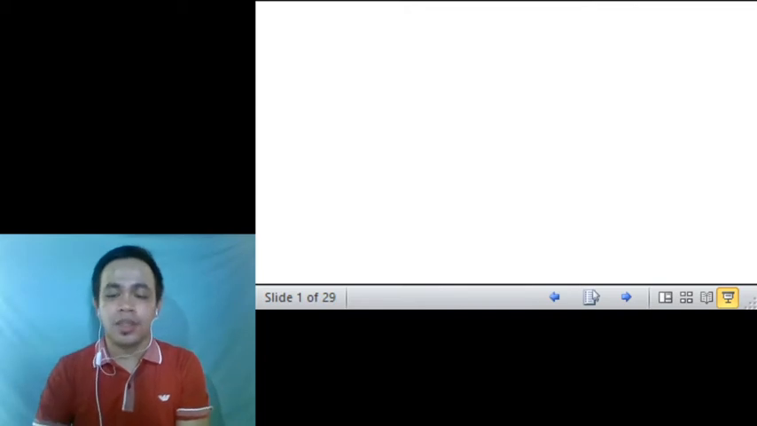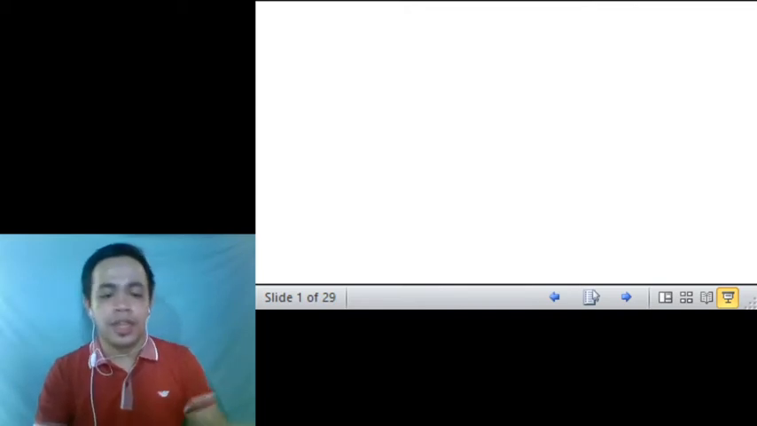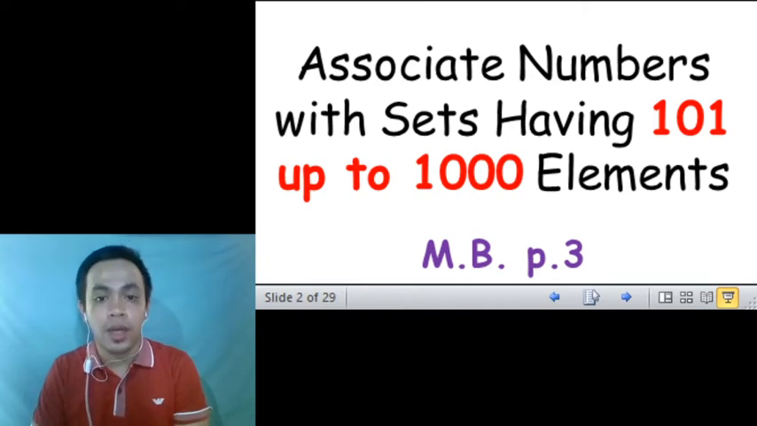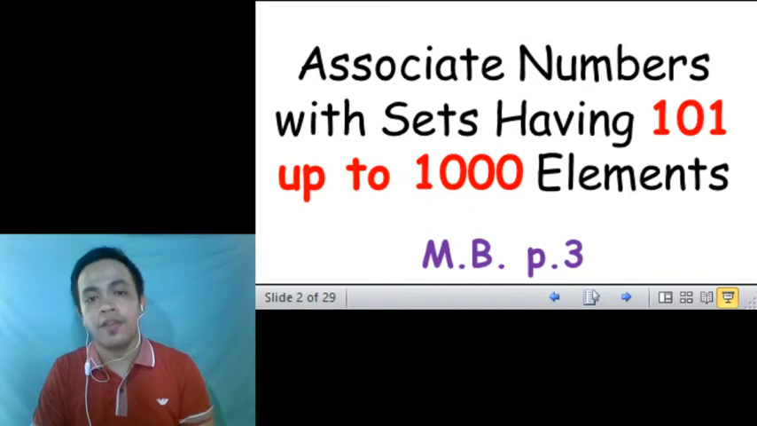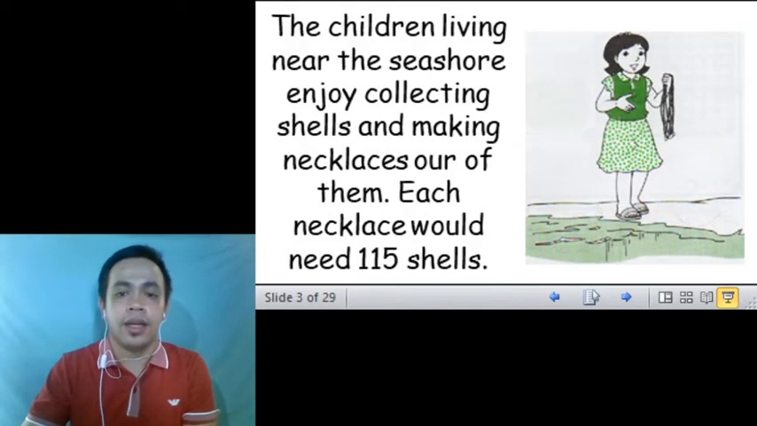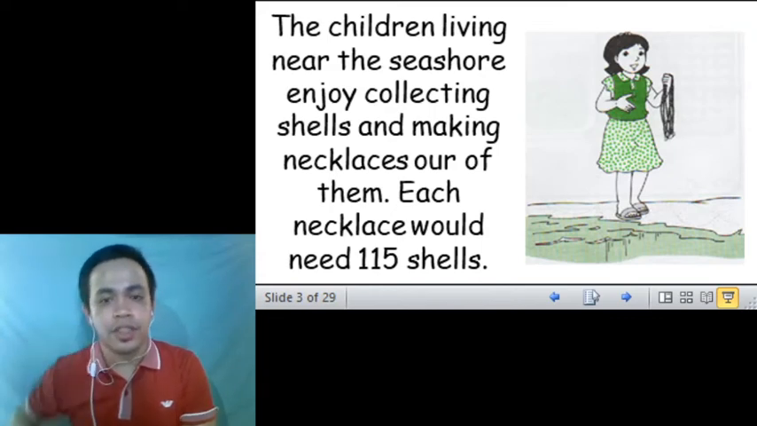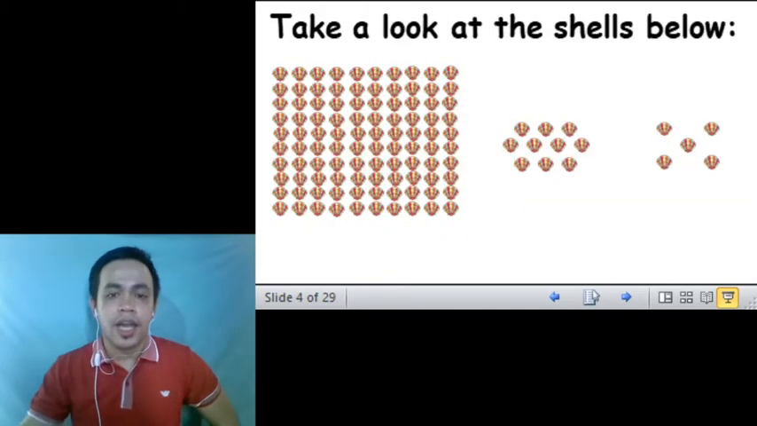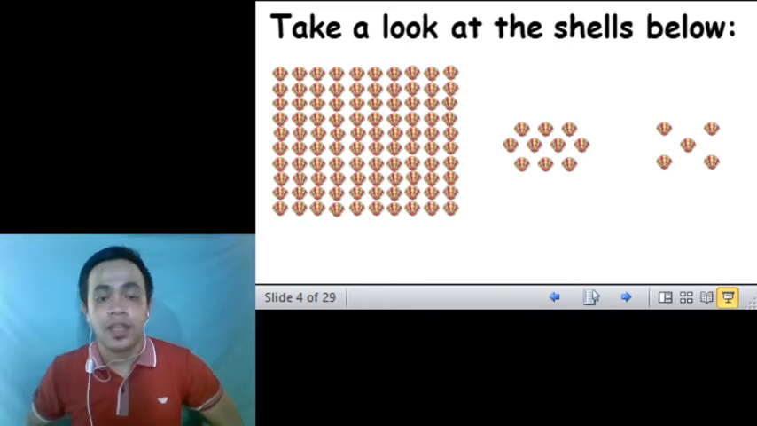So we will continue our lesson yesterday about associating numbers with sets having 101 up to 1,000 elements. You're learning to count from 1 up to 1,000 now, okay? Now, we had this story about children doing necklaces. It said that for a necklace to be done, para makagawa ng isang necklace, kailangan na ng 115 na shells.